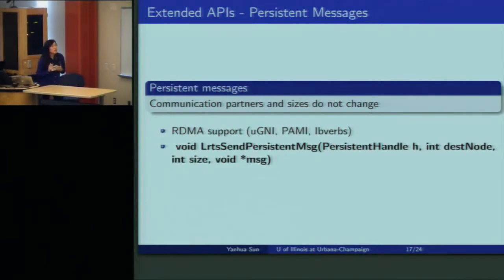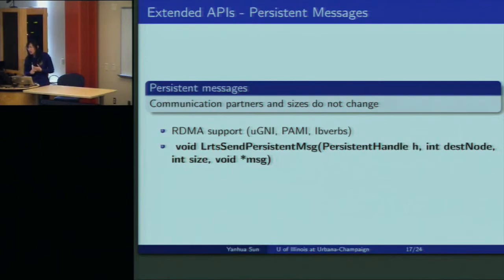So this persistent message is really good for RDMA-supported networks, because for a regular Charm message, if we want to implement it on the RDMA network, we have to send a control message first. This is because we don't know the receiver side's memory address and memory handler. But with this persistent message, at the beginning we register this memory and learn the receiver side's memory information. Next time when we call this function, we already know it. We can directly do an RDMA put.